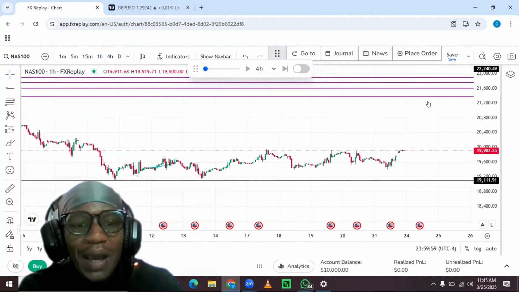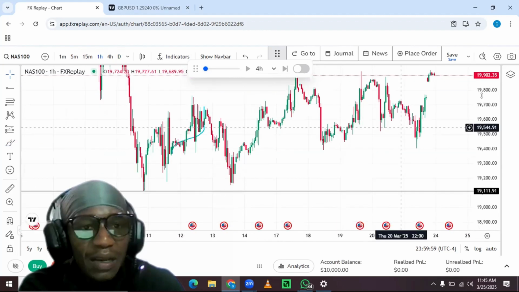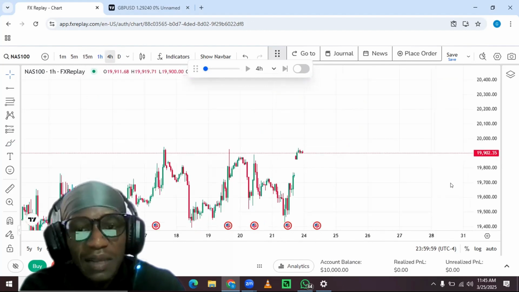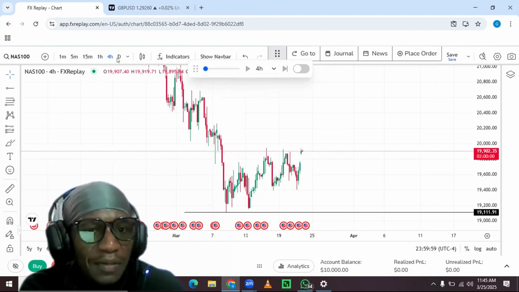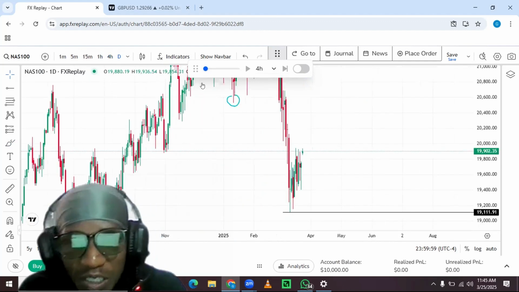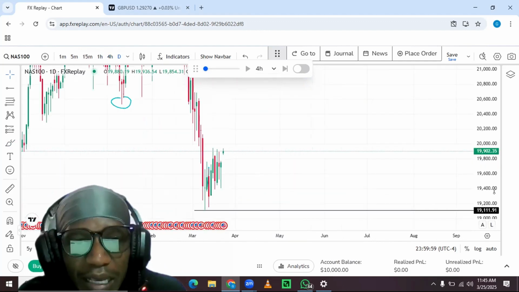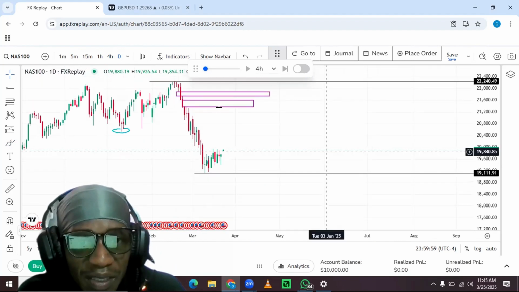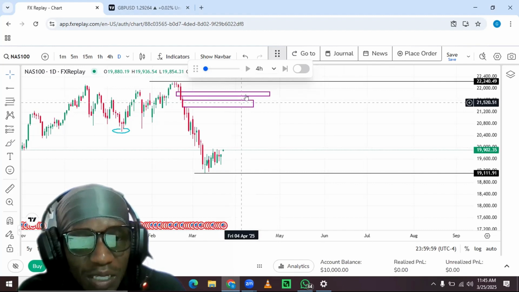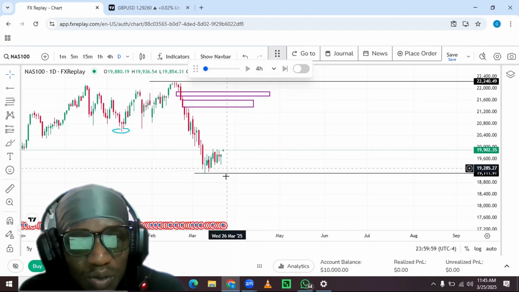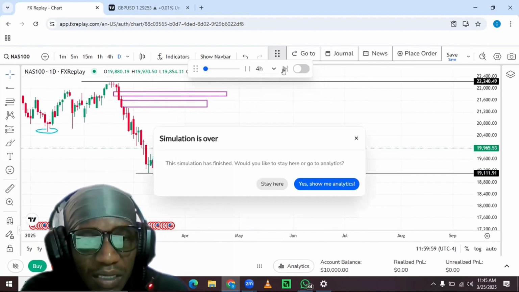So the 1 hour is kind of telling me we're changing direction to the upside. Let me see the 4 hour. 4 hour as well, we're breaking structures to the upside. So which might indicate to me that the liquidities we're targeting might be these ones here, right? These ones here, internal liquidities. If not, we're going to the external. So we look and see what happens.